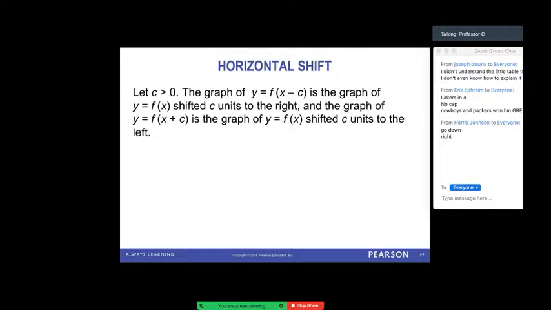Okay. So we've gone through a vertical shift. Now let's talk about horizontal shift, right? Again, if our c is positive, the graph of f of x minus c is going to be the original graph shifted c units to the right. If we did f of x plus c, it's the original function shifted c units to the left. Anyway, all right. I didn't really want to go much further beyond that today.